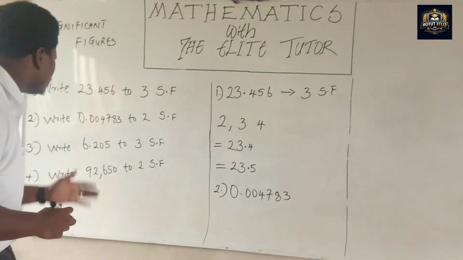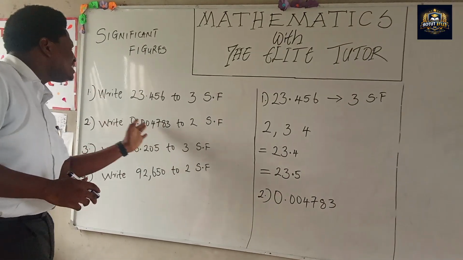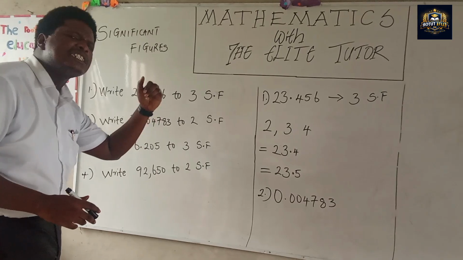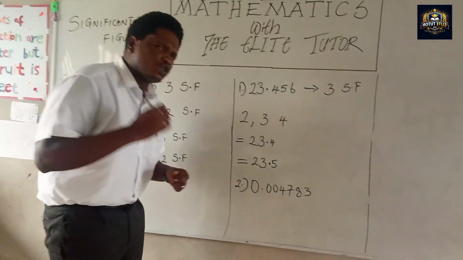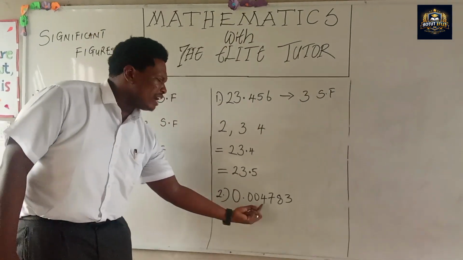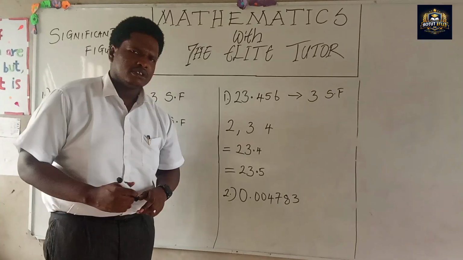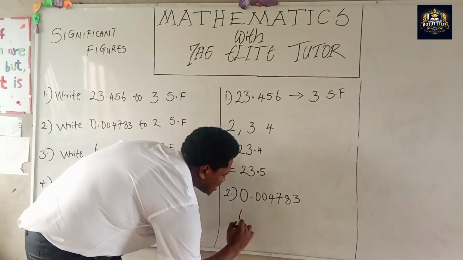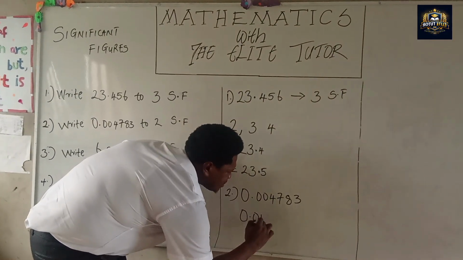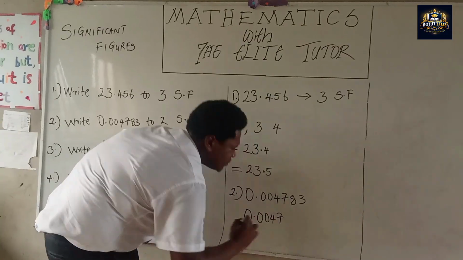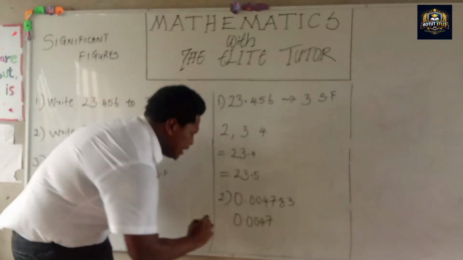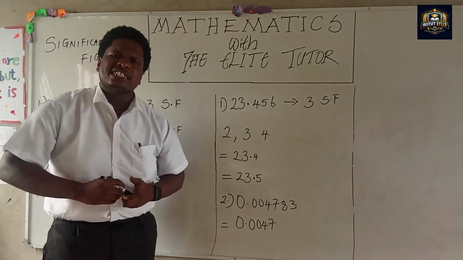Now the question is asking us that we should what? Write this to two significant figures. So to two significant figures, we are looking at 4 and 7. So this will be 0.0047. But can we go ahead and say that this is our final answer?